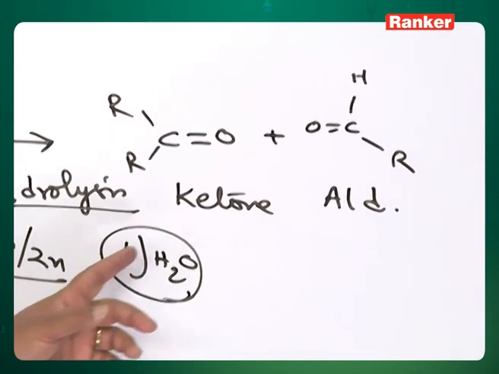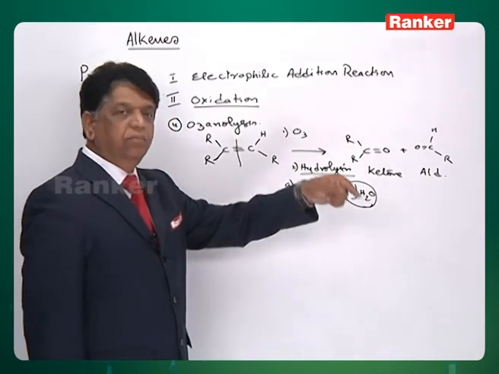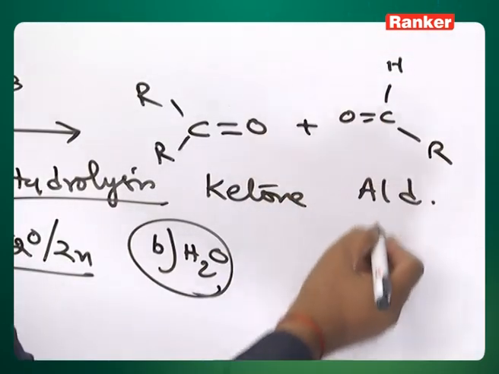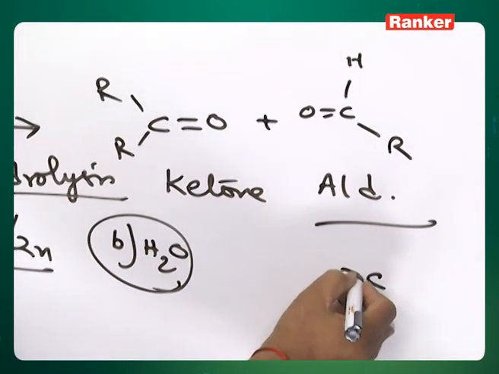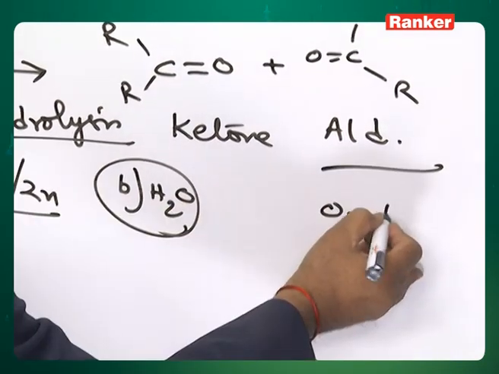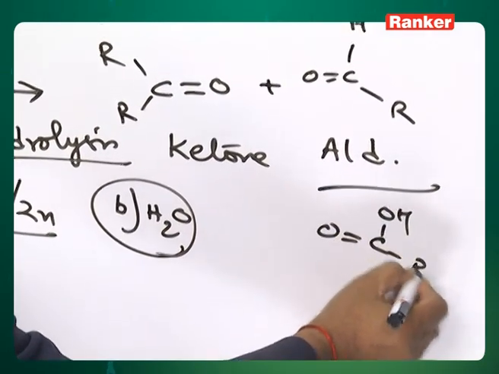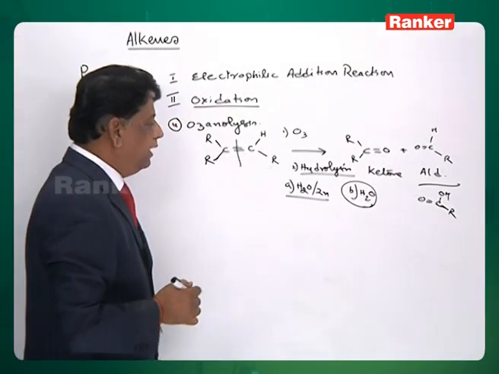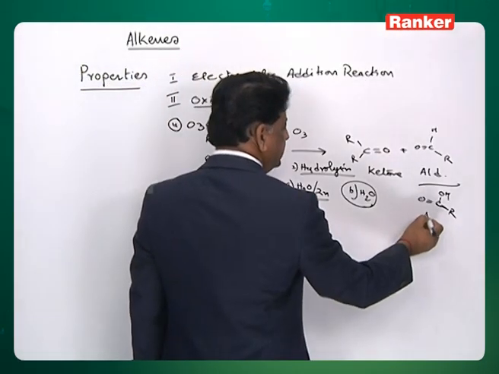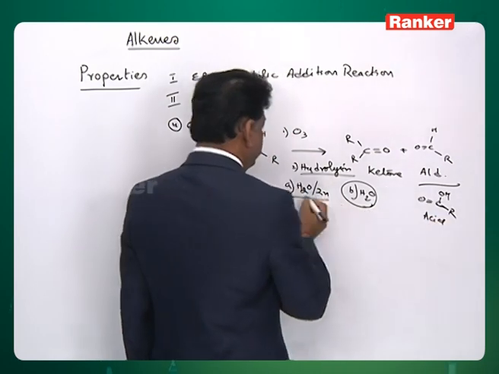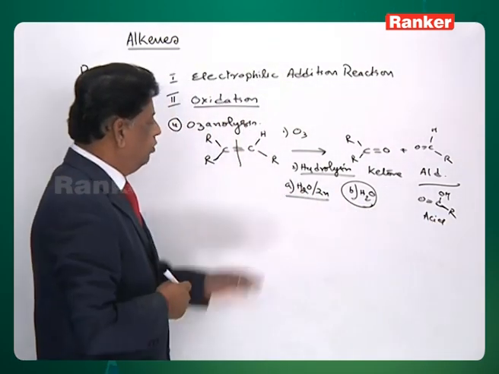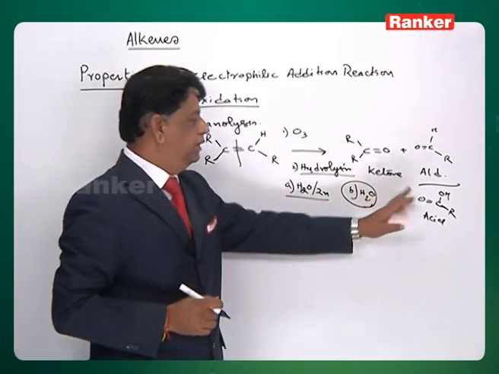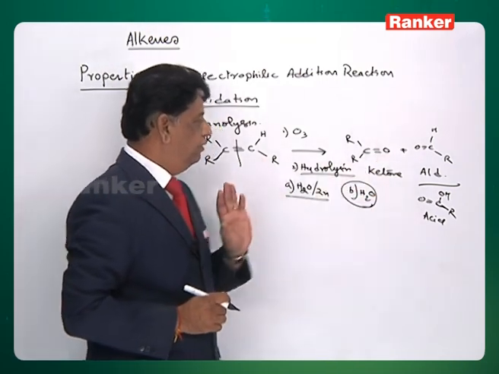Whereas if I use only water, the aldehyde will become an acid. So the other option is there is no aldehyde, but the acid will be there. In this case you will get acid. Ketone will be common in both cases, but aldehyde or acid depends on what type of hydrolysis you are doing. Water and zinc, or only water. Only water means acid will be there. Water and zinc, aldehyde will be there.